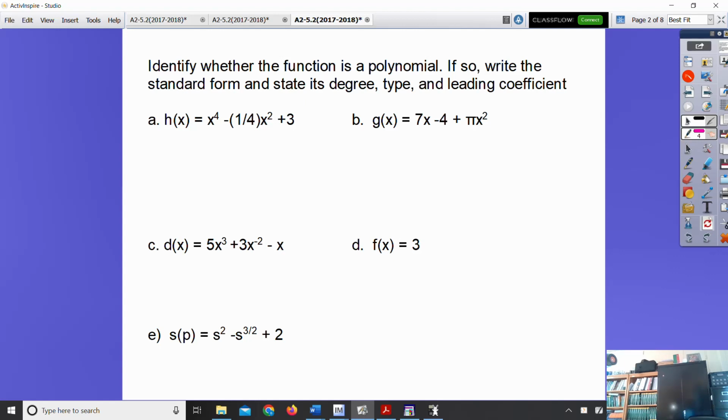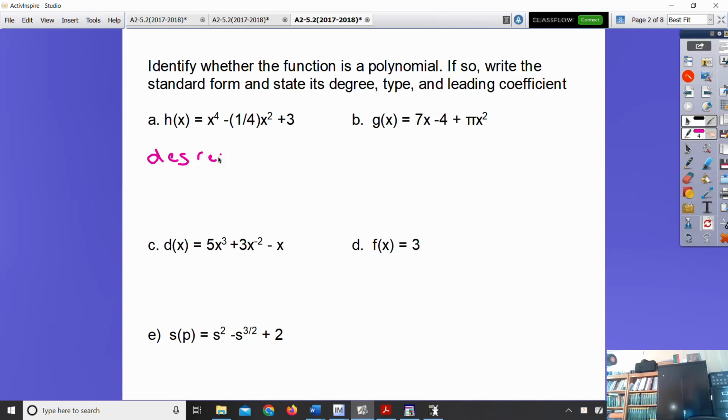Standard form is where you work with your exponents in decreasing order. Start with the highest power and work your way down. Yeah, it is. The standard form of a quadratic was what? AX squared plus BX plus C. It went high to low, didn't it? That's standard form. It doesn't matter what the degree is. Standard form is always high to low. So this is already given to you in standard form. What's next? State its degree.